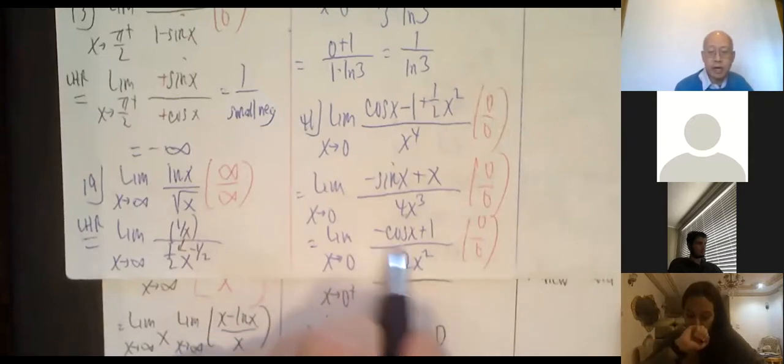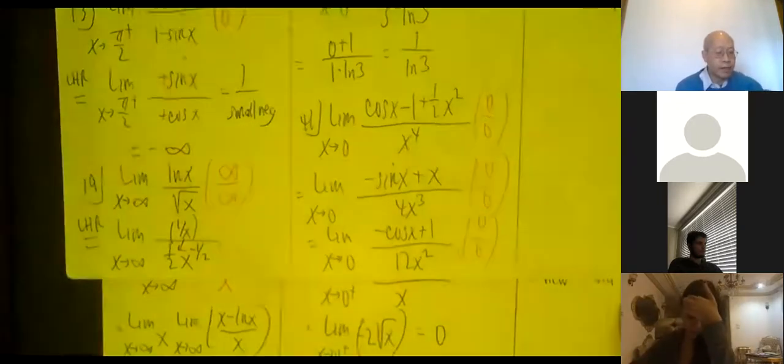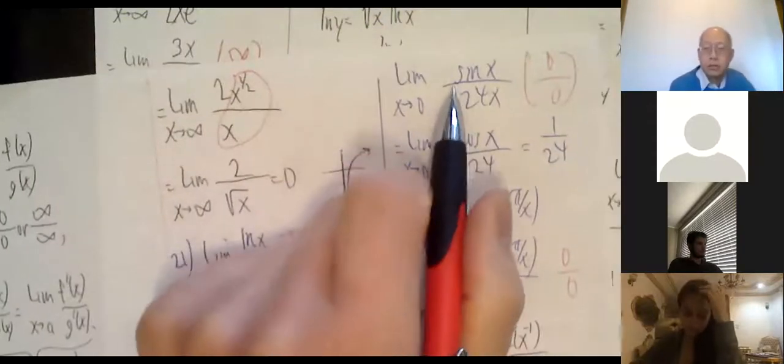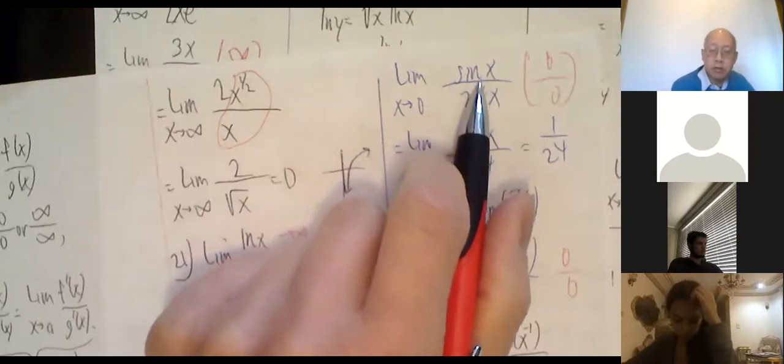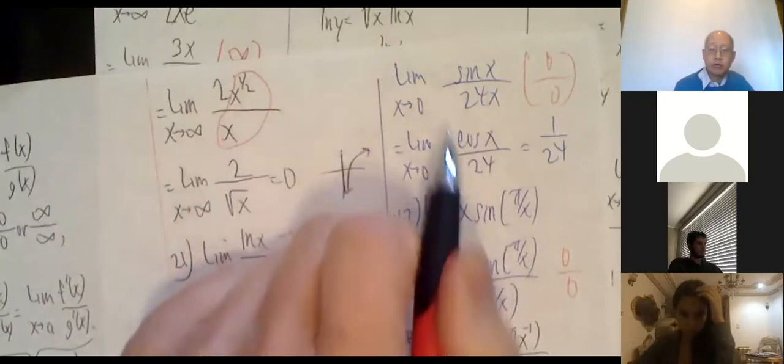Okay, the derivative of the top is sine x. Derivative of negative cosine is positive sine. Derivative of the bottom is 24x. Okay. Still 0 over 0. Okay. So do it one more time.